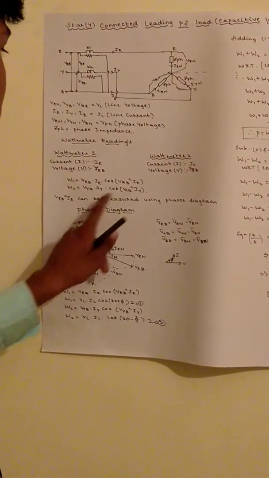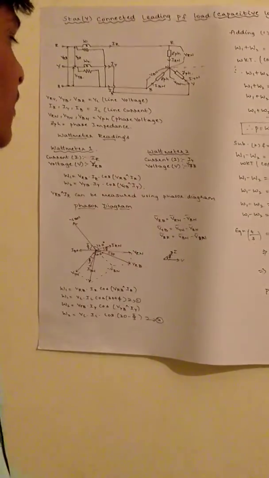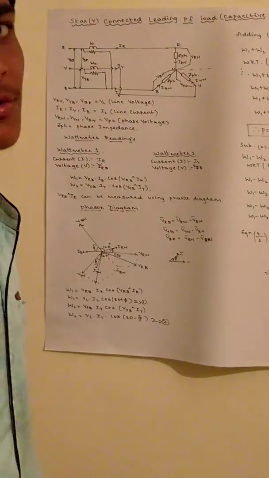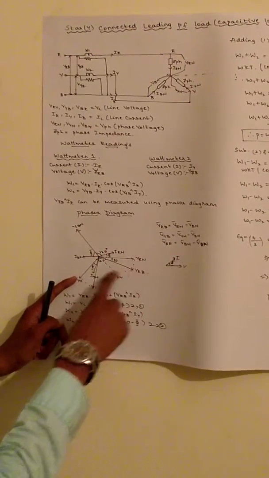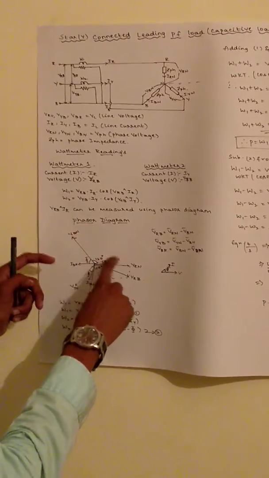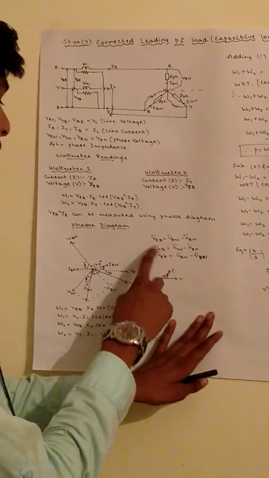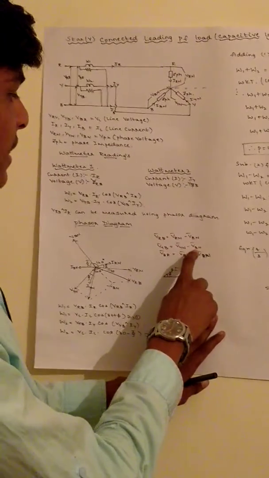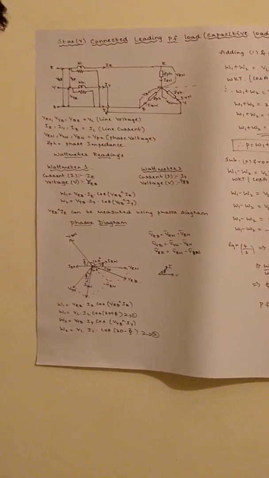Similarly, the angles between VRB and IR, and between VYB and IY, that is, the angle between the line voltage and the line current, can be measured using the phasor diagram. This is the phasor diagram. Here VYN lags VRN by an angle of 120 degrees, and VBN leads VRN by 120 degrees. As we know, VRB is VRN minus VBN, VYB is VYN minus VBN, and VBR is the phase voltage of B minus the phase voltage of R.